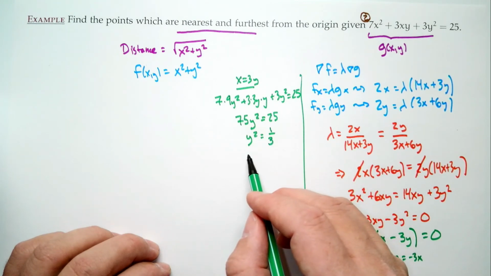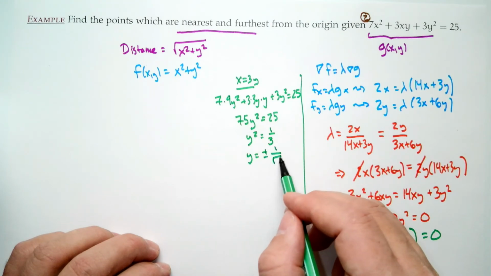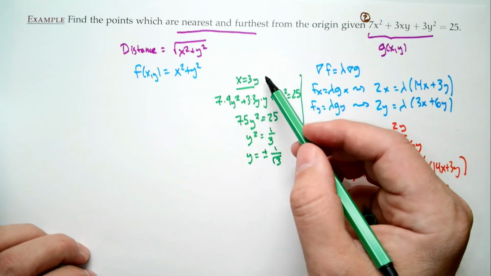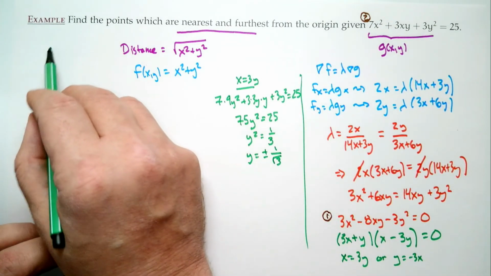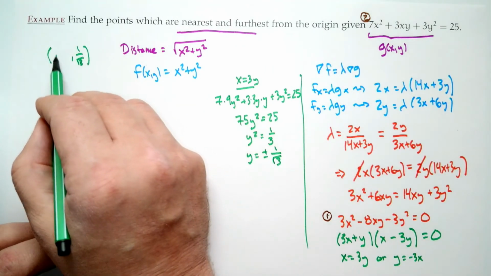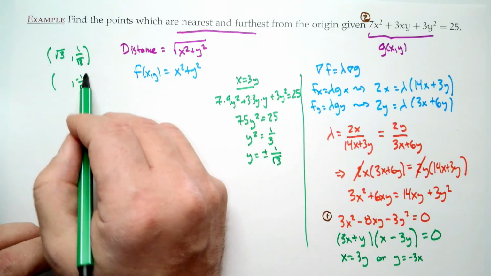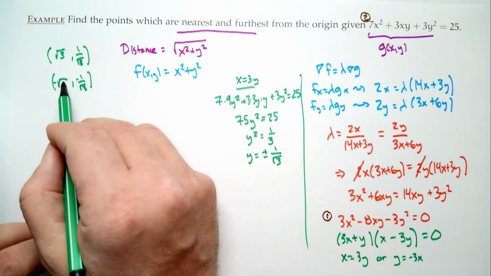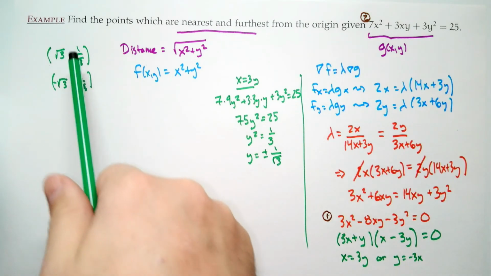So what is y? Plus or minus 1 over the square root of 3. What is x? Well, x is 3 times that. So what we get is the following points. If we have 1 over square root of 3 as y, 3 times that will be square root of 3. If we have minus 1 over square root of 3, 3 times that is negative square root of 3. Because I can think of 3 as square root of 3 times square root of 3, times 1 over square root of 3. One of the square root of 3's cancels. So those are points.